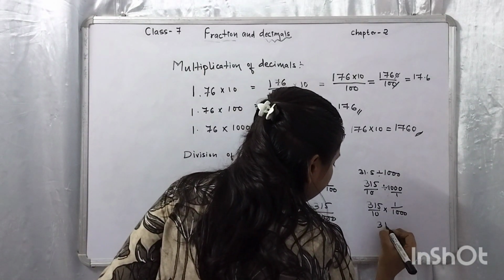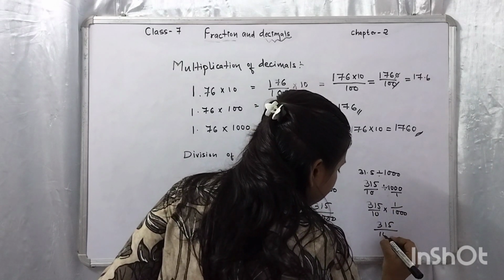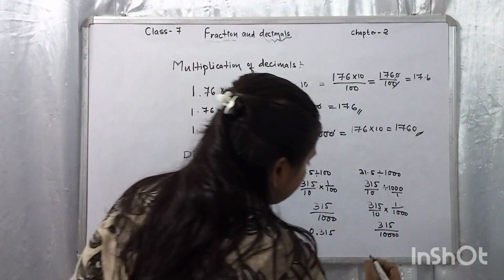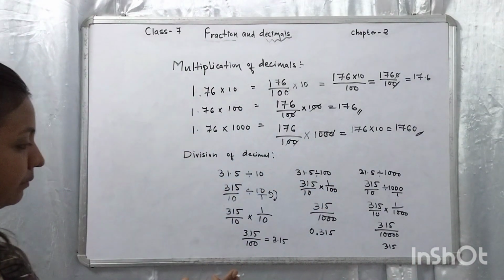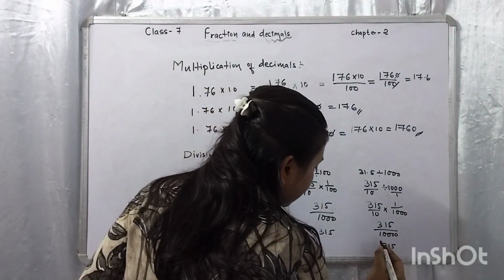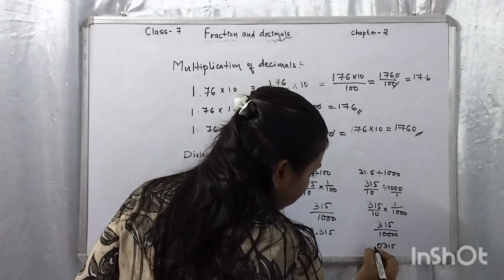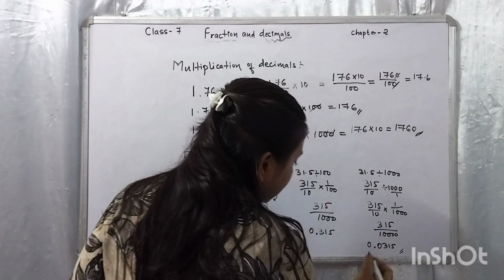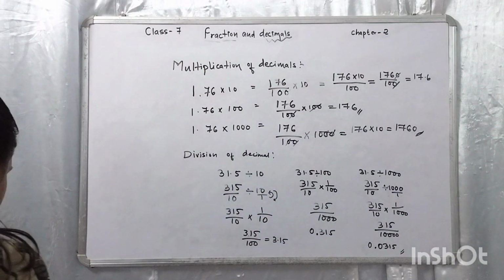Now 315 into 1 is 315, 10 into 1000 is 10,000, 1 2 3 4 zeros. Fine. Now 315, 1 2 3. We have only 3 digits, but we have to shift this decimal 4 places. So you will first add this 0. Now we have 4 digits, 1 2 3 4. Now you can write 1 point here, but since this is not our valid answer, you will write 0 here. So our answer is 0.0315. Fine.